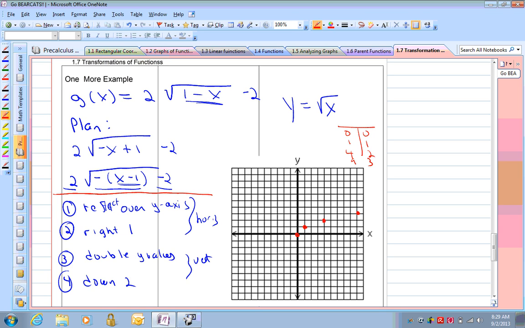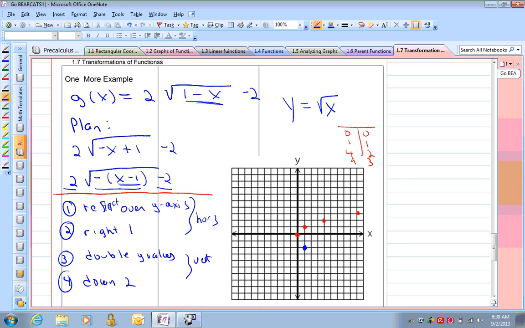Well, you can't reflect 0, but you could move it right 1. And then you double the y values. Well, doubling 0 is still 0, but you could move it down 2. So notice that your horizontal and your vertical shifts will always move your vertex, or your (0, 0) point, to the right place. The (0, 0) point can't be stretched or compressed or reflected. So it'll just be your horizontal and vertical shifts.